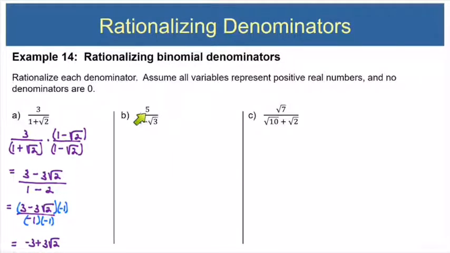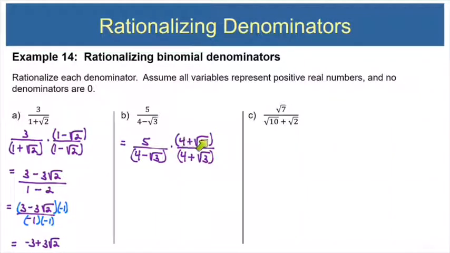Okay, in part B, we have 5 over 4 minus square root of 3. And of course, you see that we have two terms in the denominator. So in order to rationalize this, we need to eliminate this radical. And to do that, we need to multiply by the conjugate. So the conjugate of 4 minus square root of 3 is just 4 plus square root of 3. And that means we need to multiply a 4 plus square root of 3 into the top.